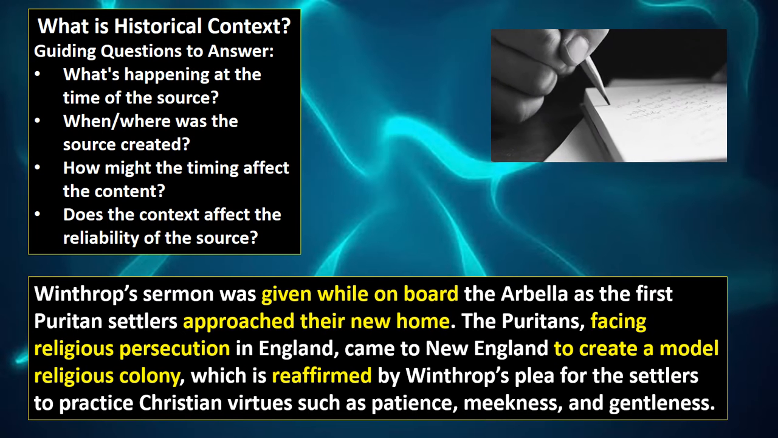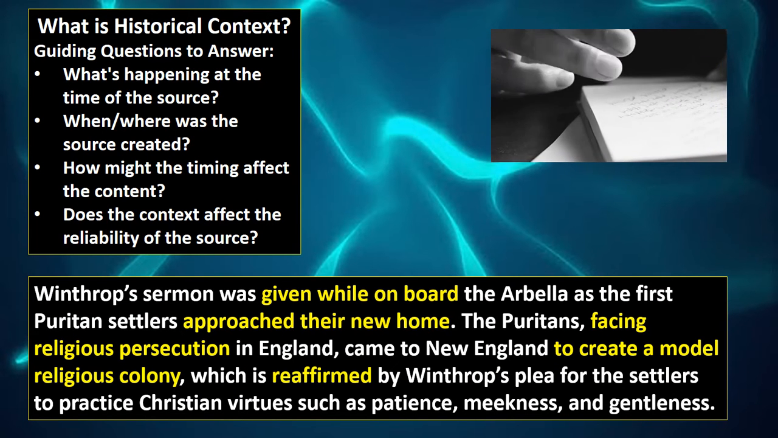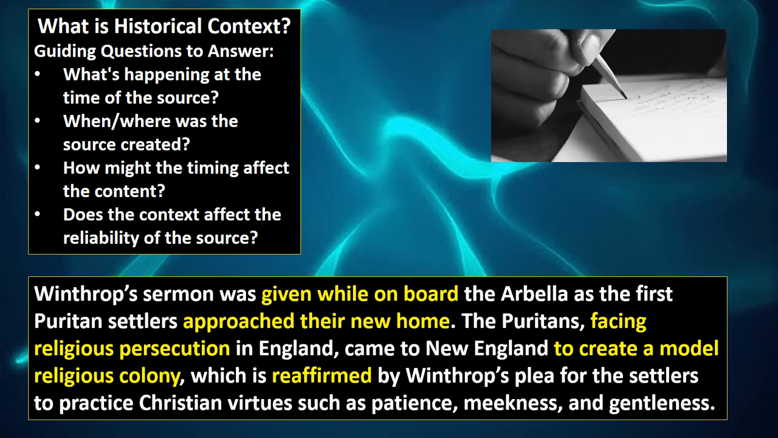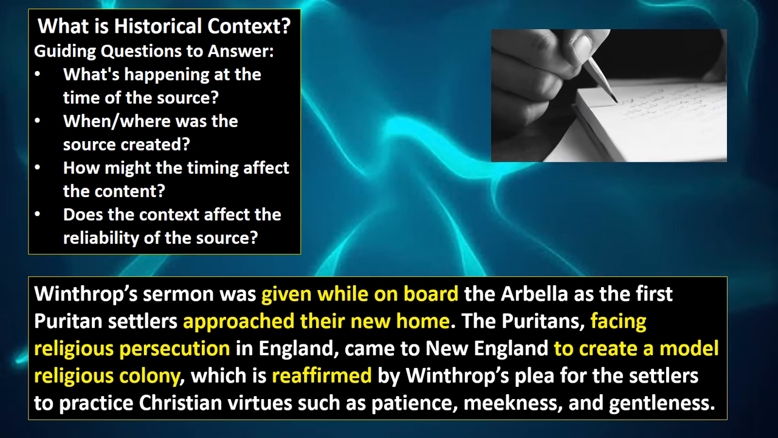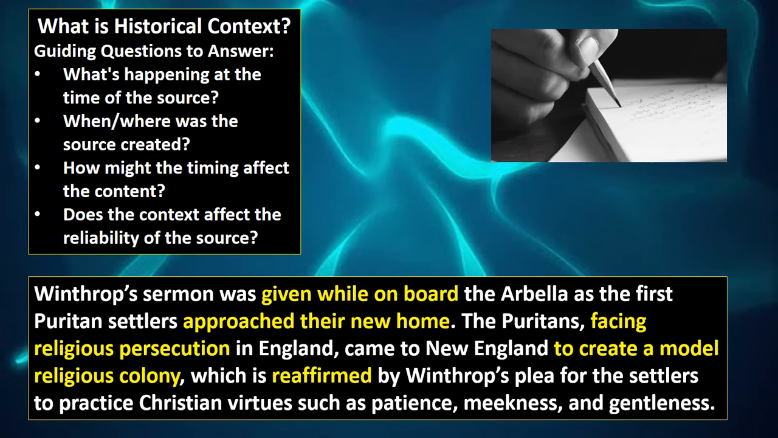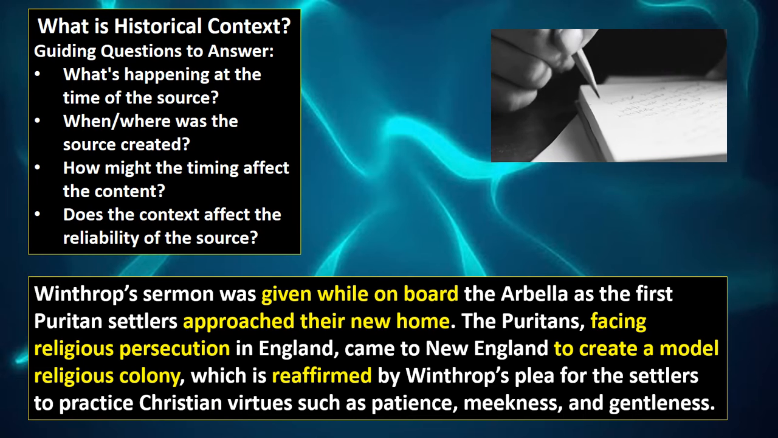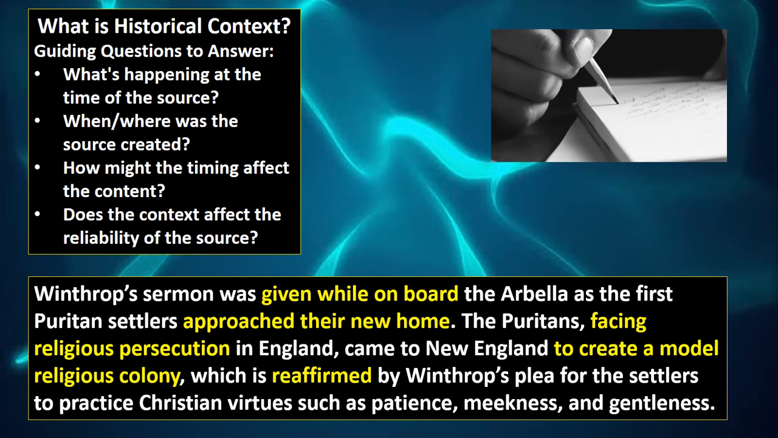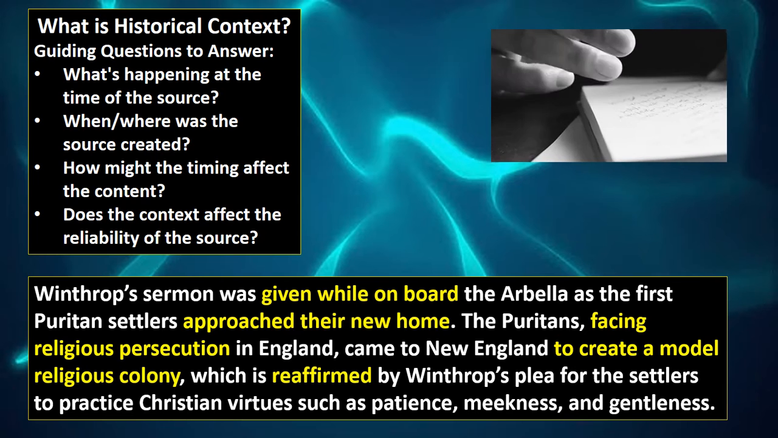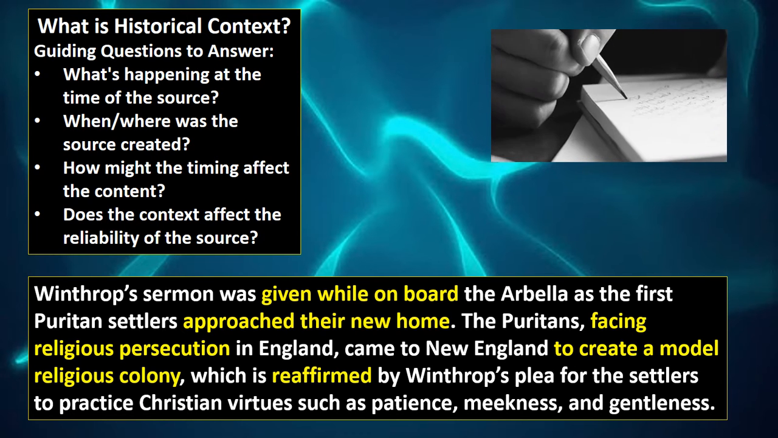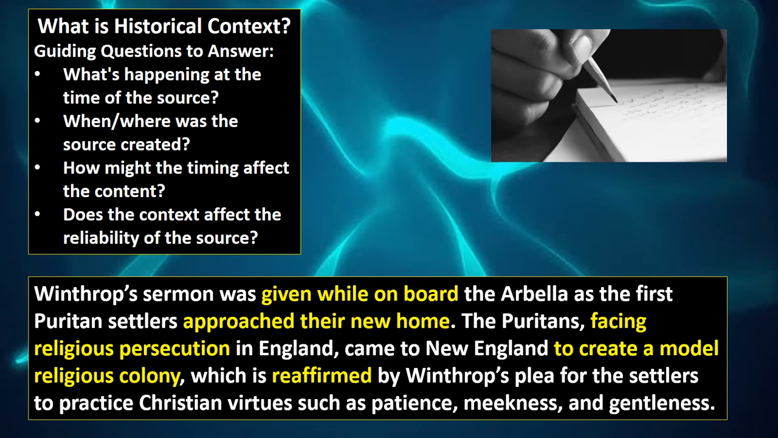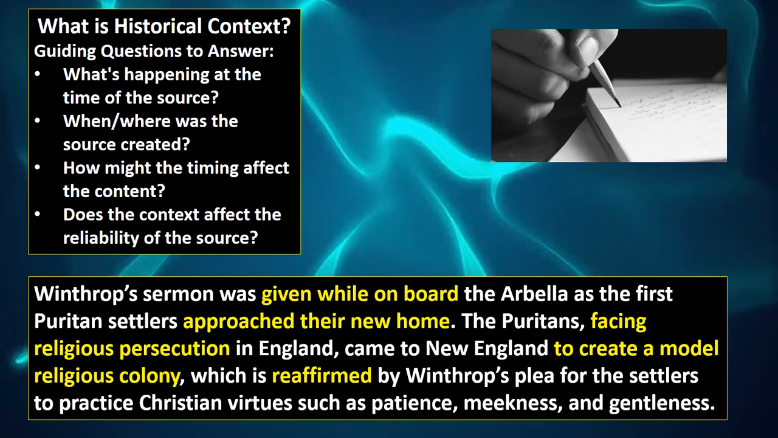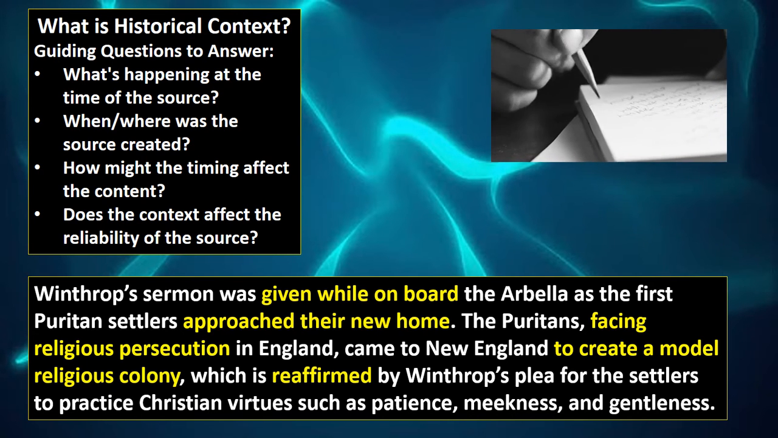So here's what I would write about. Say on a DBQ, I'm now writing the essay and I'm looking at document 1. Let's pretend that A Model of Christian Charity was document 1. Here's what I would write that would get credit for historical context. Winthrop's sermon was given while on board the Arbella as the first Puritan settlers approached their new home. The Puritans, facing religious persecution in England, came to New England to create a model religious colony, which is reaffirmed by Winthrop's plea for the settlers to practice Christian virtues such as patience, meekness, and gentleness.